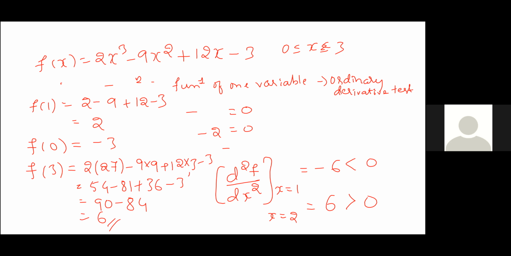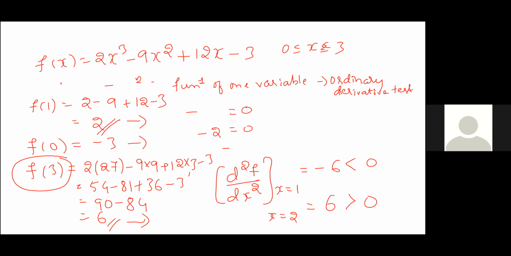So now which is the maximum value? f of 1 equals 2, we got it, right? And f of 0 is minus 3, and f of 3 is 6. So out of these three values, 2, minus 3 and 6, 6 is the maximum. So that means the maximum value of the function in the interval 0 to 3 is 6. Is it clear?